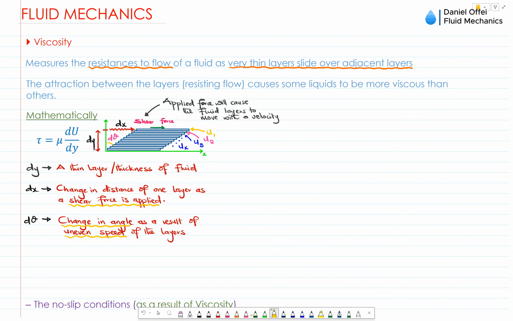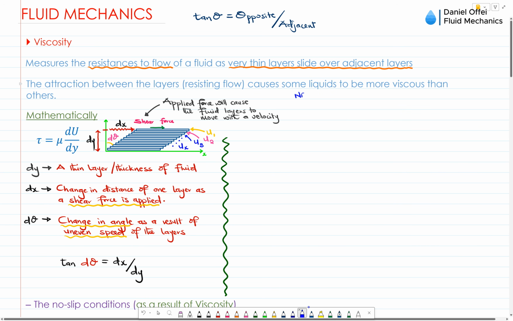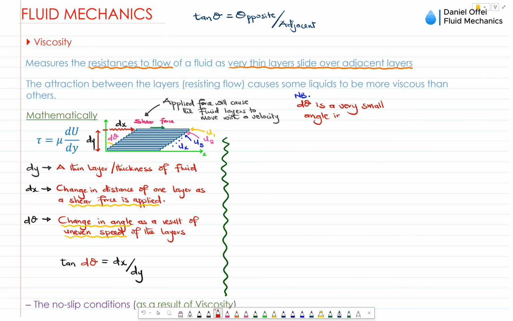Then from our trig ratios, we know that tan of any angle is just equal to the opposite over the adjacent. So let's come down here and look for tan of d theta, where we are going to have tan of d theta equals dx over dy. However, we are dealing with a very small layer of fluid, so we are going to see a very small deformation, which means the angle will be very small.